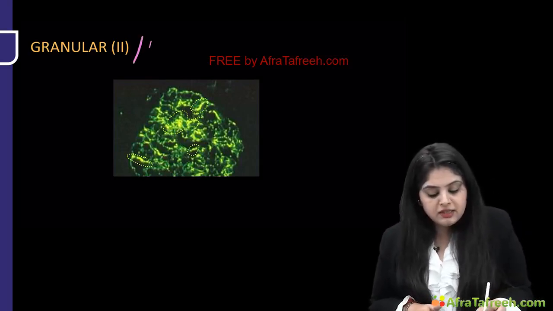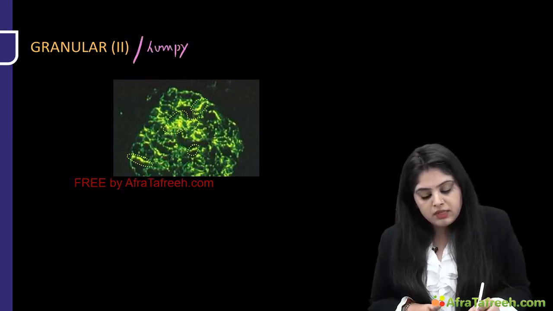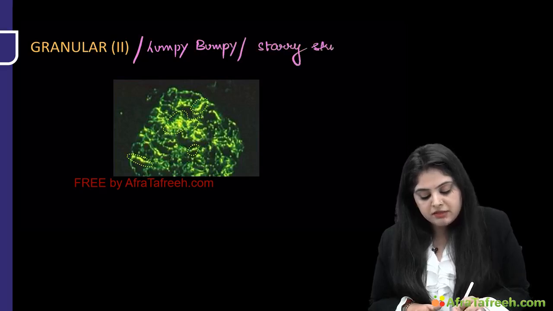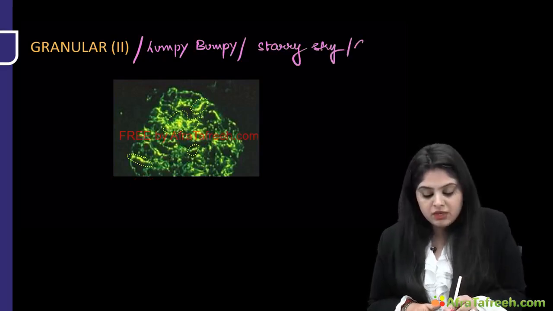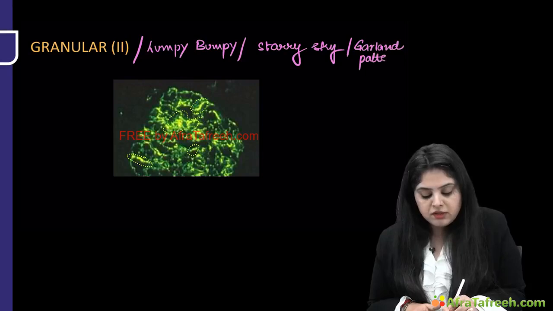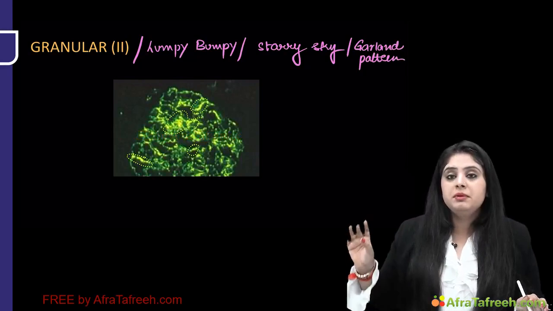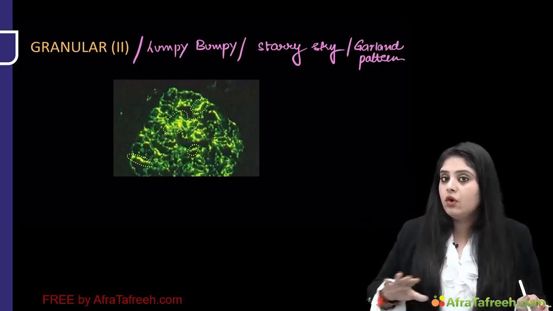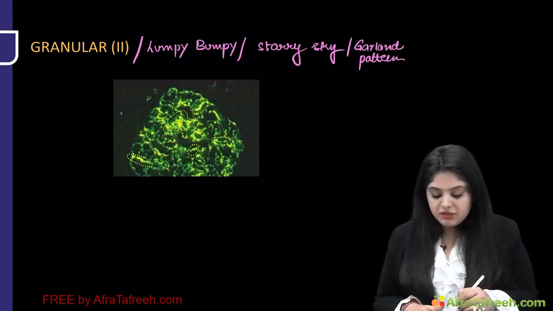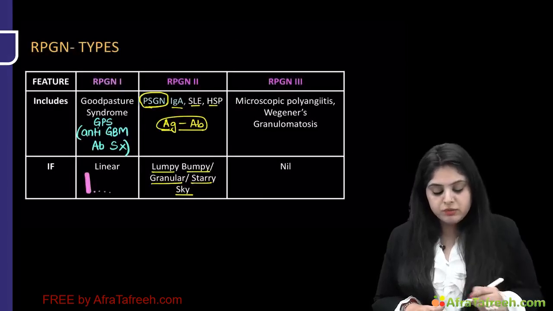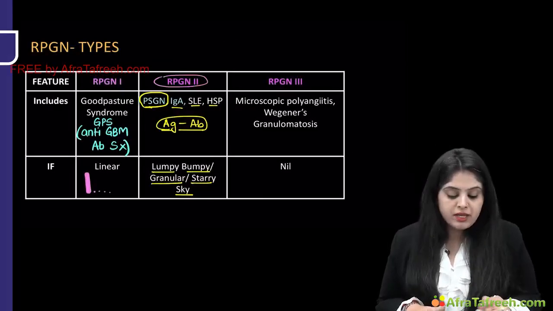So these can either be known as granular, or they can be referred to as lumpy bumpy, or they can be referred to as starry sky. They are the same things. And one more name I'll tell you. Some people also call it a garland pattern. So all of these are the same thing. Granular, lumpy bumpy, garland, starry sky, all of them are the same thing. Yes, they are seen in PSGN also, and they are going to be seen in RPGN type 2 as well.